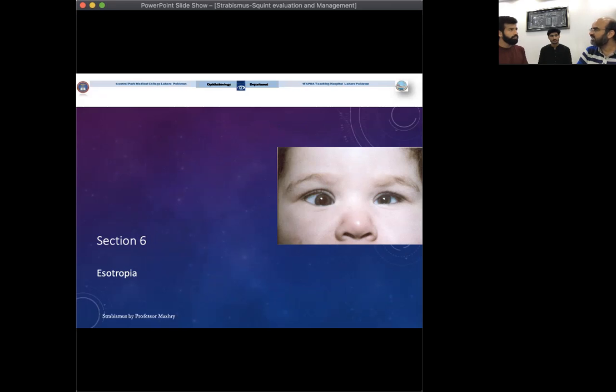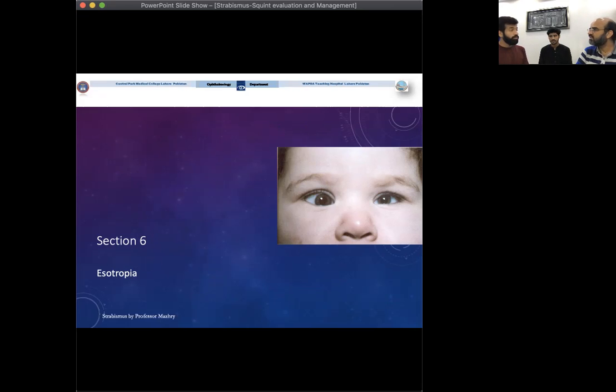And it is combined with cover uncover or alternate cover test. Neutralization point is where there is no shift under cover. The amount of prism used to reach that point is the amount of the deviation. And the unit is prism diopters.